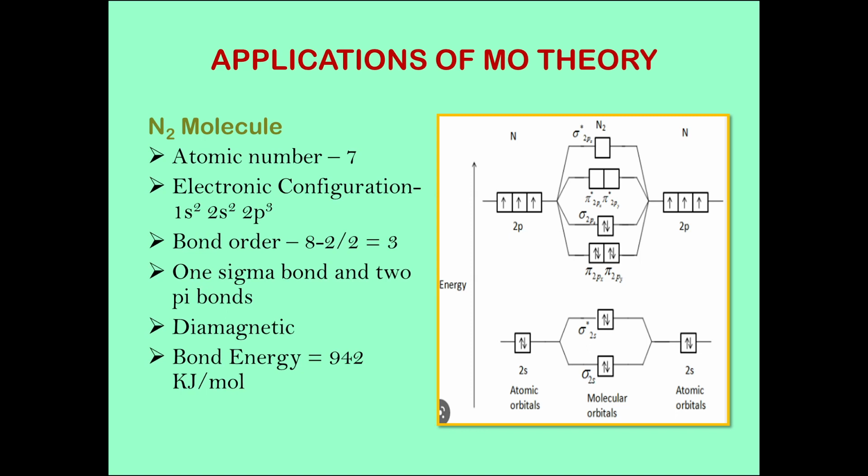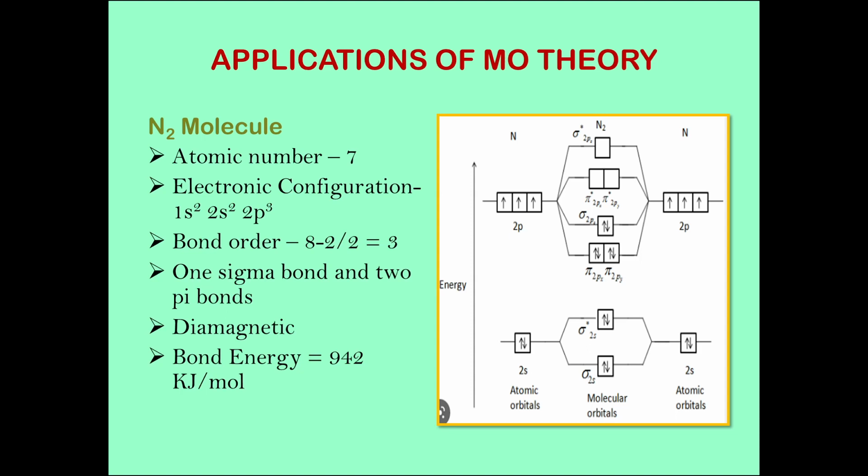Those 6 electrons should be filled in the molecular orbitals: first pi 2px and pi 2py are present, and the sigma 2pz molecular orbital is present. Then pi star 2px and pi star 2py molecular orbitals are there. Then the sigma star 2pz molecular orbital is there. Filling the 6 electrons, first pi 2px and pi 2py contain 4 electrons, and then sigma 2pz has 2 electrons.